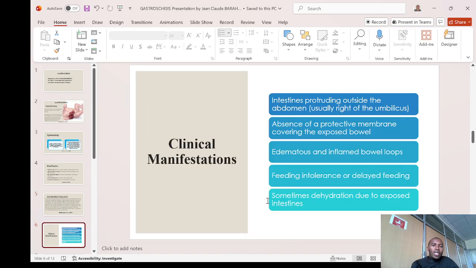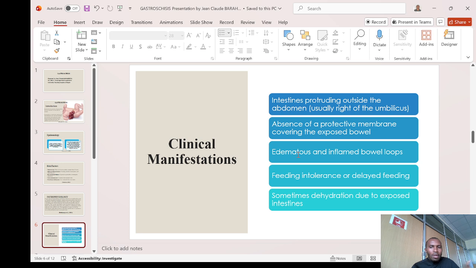So what should tell you that the baby delivered has gastroschisis? The clinical manifestation is the intestine protruding outside the abdomen, to the right side. There is an absence of a protective membrane covering the exposed bowels. When there is a protective membrane covering, it will not be gastroschisis. It will be an omphalocele. Yes, omphalocele. So for gastroschisis, there is no protective membrane there.